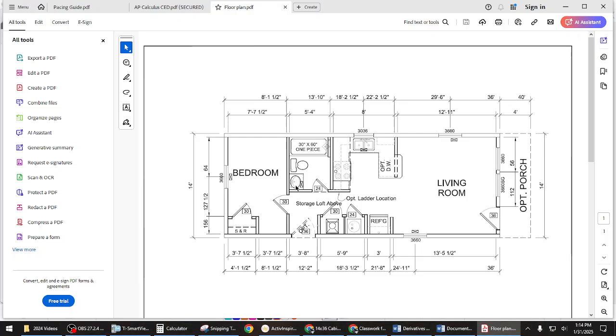That's the toilet, sink, yep. What do you think? That's the bathtub. Huh? That's the bathtub. Bathtub, thank you. No, the one piece is the bathtub. 30 by 60. Oh, yeah, I was right. That's a sink. That's the bath.